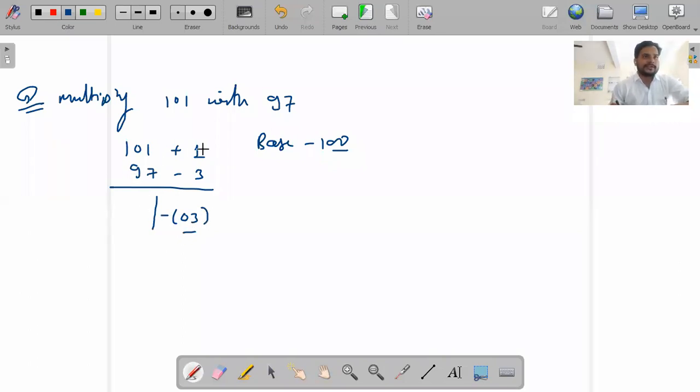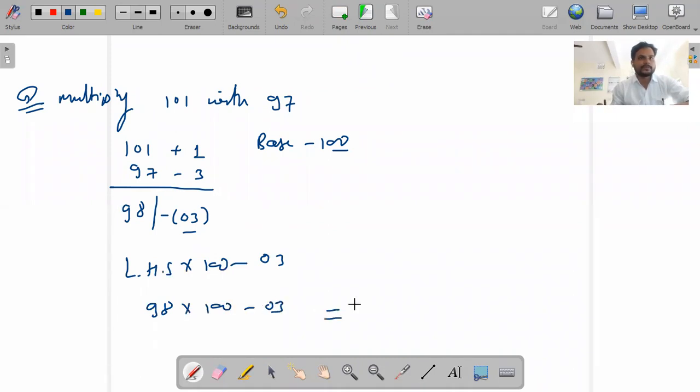And the next thing is what? 97 plus 1. 97 plus 1 is 98. Either do this addition or do this subtraction: 101 minus 3 will be again 98. Now in this case, what do we have to do? We have to multiply this LHS with the base and subtract the number which is at the right hand side, that is 03, because subtraction is there. So what is LHS? LHS is 98 into 100 minus 03, which will give you 9800 minus 03.